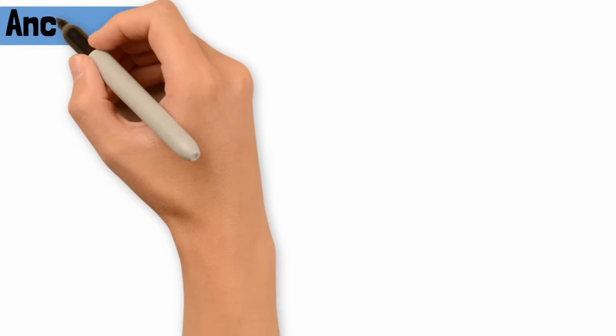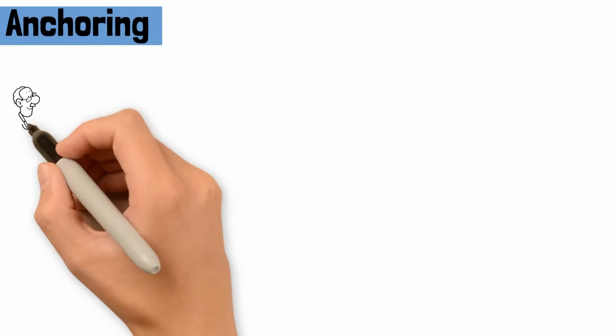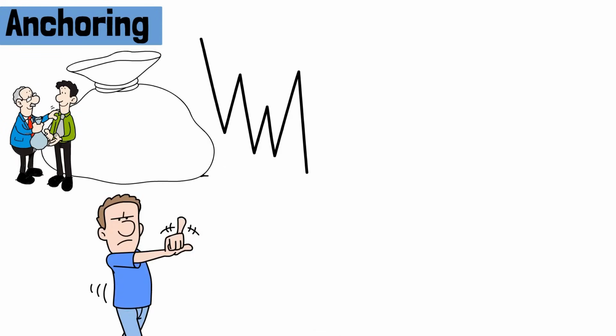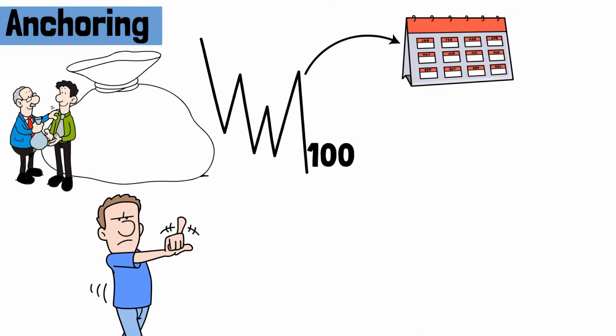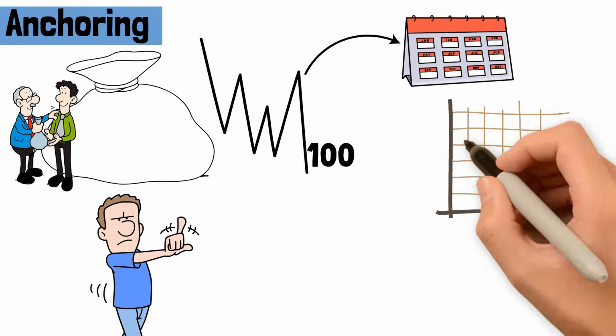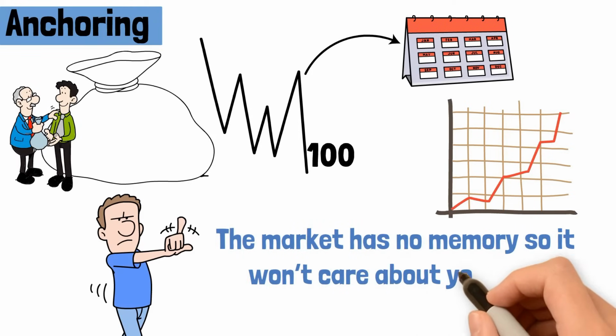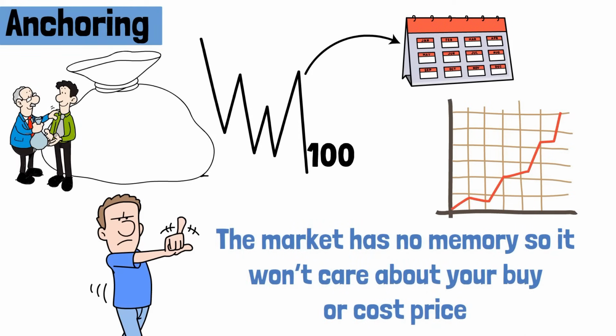Another common trading bias is anchoring. We anchor the share price and wait for the stock to drop down to a previous level. That might never come. We wait for a stock to drop down to 100 because it traded at that level 1 year ago, only to stay on the sidelines as the stock continues up. Unfortunately, the market has no memory, so it won't care about your buy or cost price.